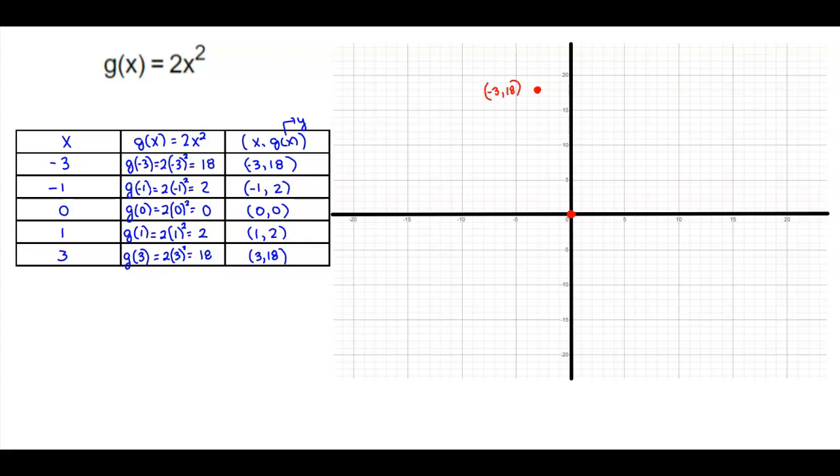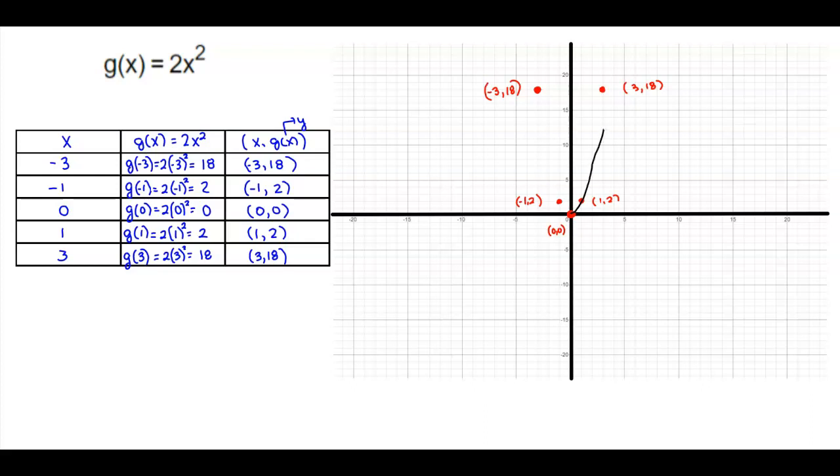Okay, the next ordered pair is -1 and then positive 2. So we go over -1 and then up 2. So therefore that's -1, comma positive 2. We already know that this is 0, 0. The next ordered pair is 1 and then positive 2. So there's 1, positive 2. And then we have 3 and then positive 18. So here is 3 and then positive 18.